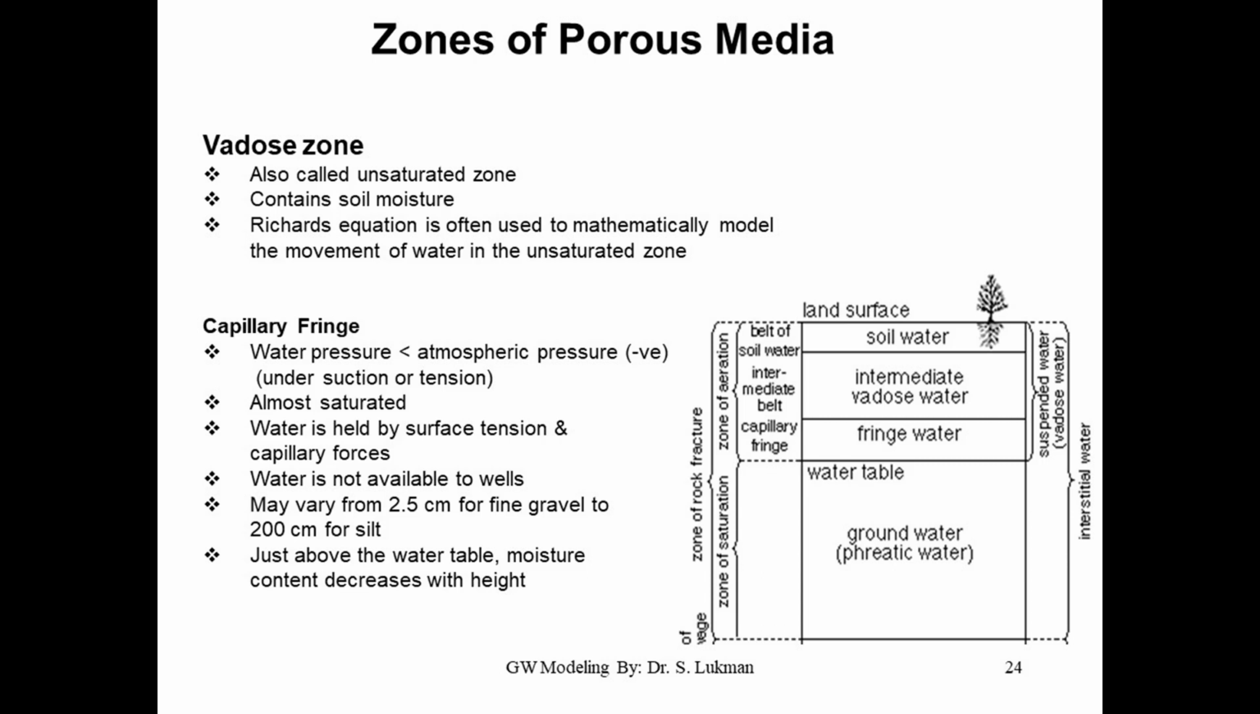And this is the belt of soil water, this is the intermediate belt, and this is the capillary fringe. Capillary fringe, because the water in the unsaturated zone is held by capillary forces. We all know what capillary forces are, isn't it? From our Physics 131 and what have you. They are held by capillary forces because it is not saturated. So the soil moisture is held onto the porous media or the soil matrix by capillary forces.